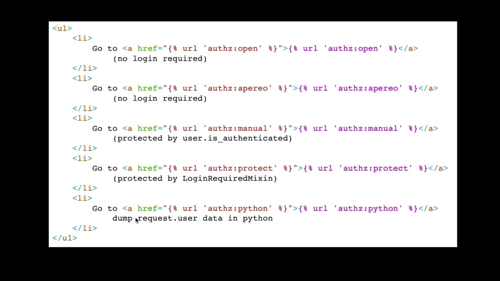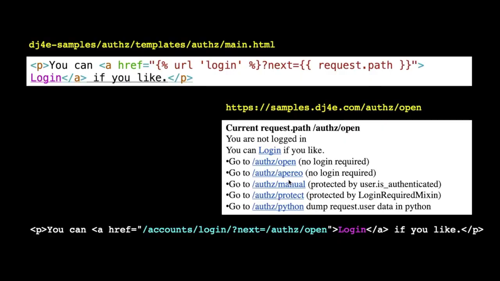And so here's just a bunch of connections to this thing, and here's all my links. I have some no-login-required pages just to play around, and then I have one that's protected by hand in Python, and then one that's required by a login mixin, and then I sort of dump all that data. I think I showed you that one already. So here is one of them, right? I showed that.